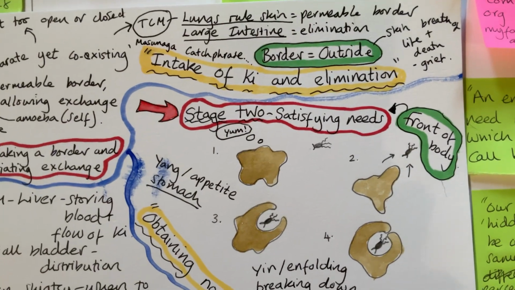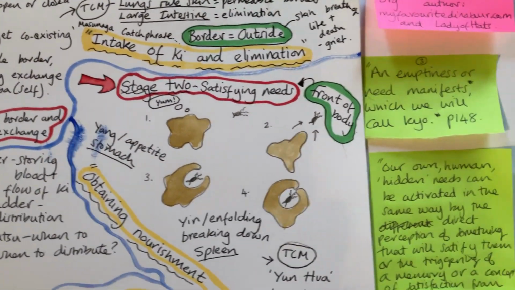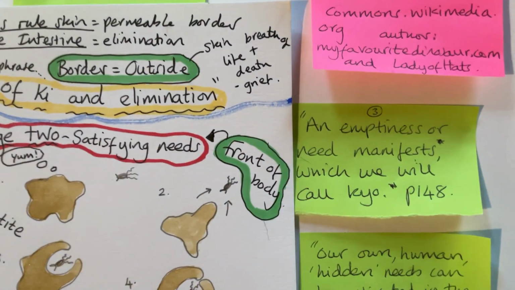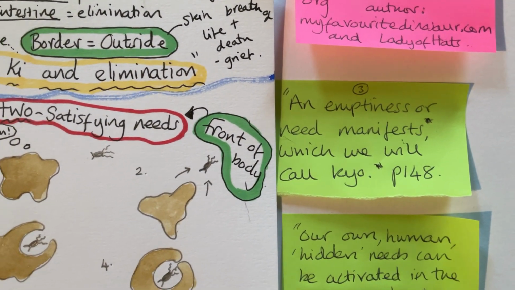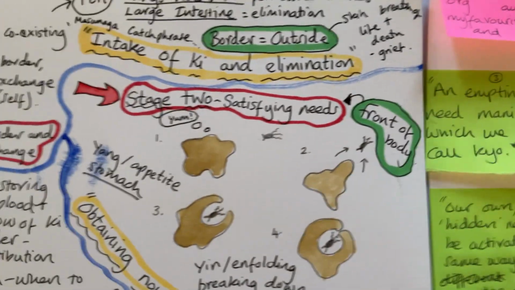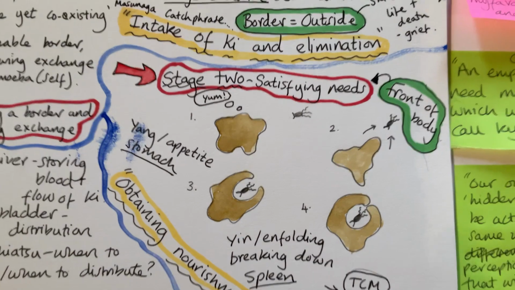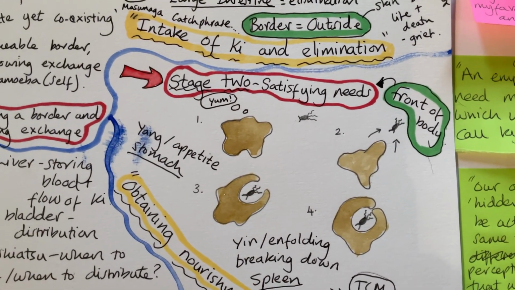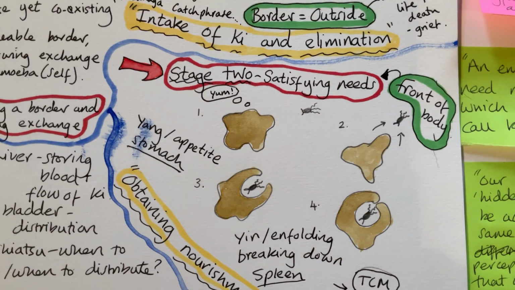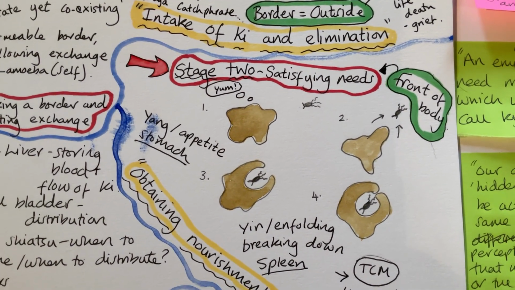Stage 2, satisfying needs. Beresford Cook describes this as an emptiness or need manifests, which we will call kyo. The meridian pair are the stomach and the spleen, and they are situated on the front of the body. These illustrations are from Beresford Cook, and we have 4 stages to this part.